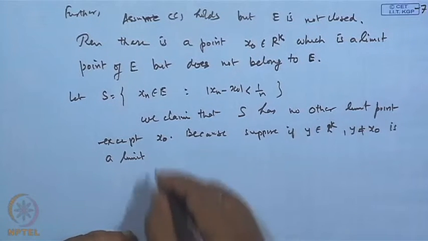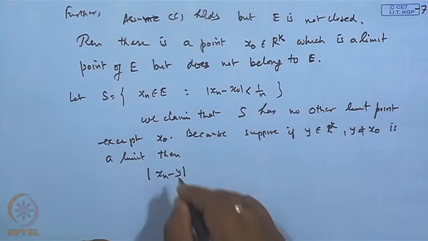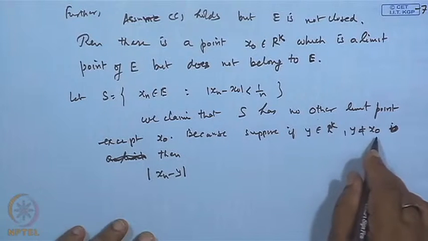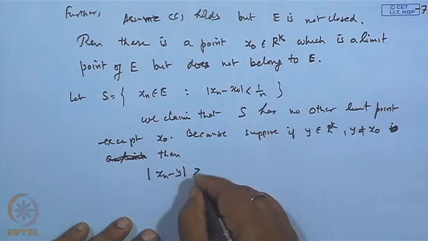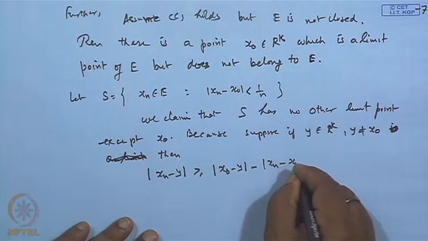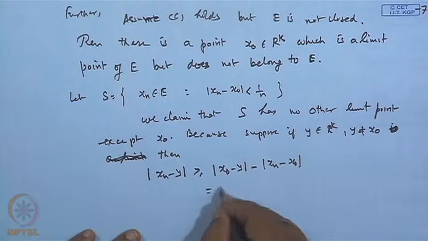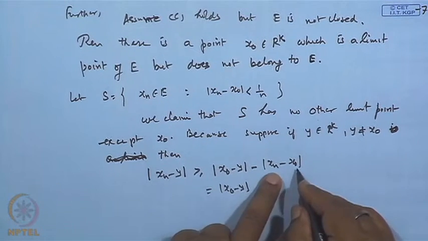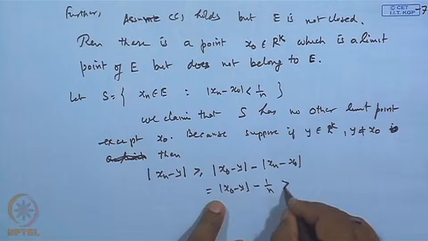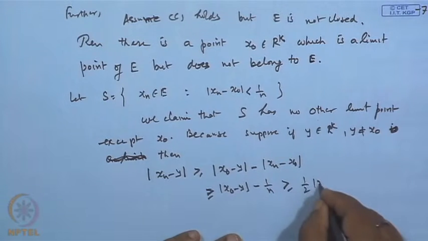then we get the distance between x n and y. Suppose y is another point which is different from x naught, then we can say |x n minus y| is greater than or equal to |x naught minus y| minus |x n minus x naught|. Since x naught and y are different, we can just put it as |x naught minus y|. Now, |x n minus x naught| is small, so minus of this is greater than minus epsilon. Now, we can choose n in such a way that the whole thing is greater than or equal to half of |x naught minus y|.